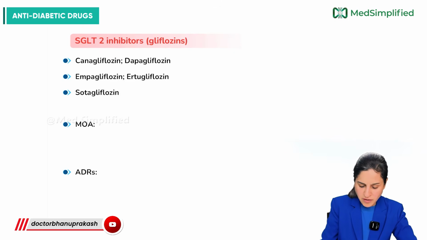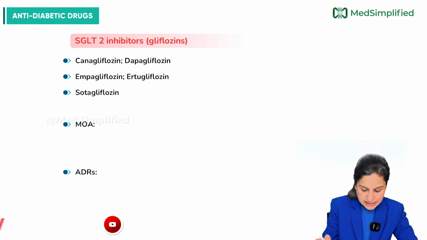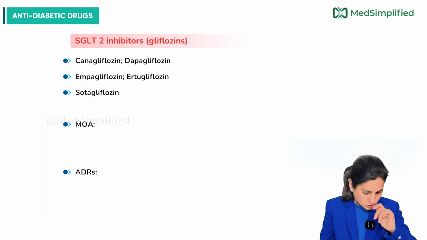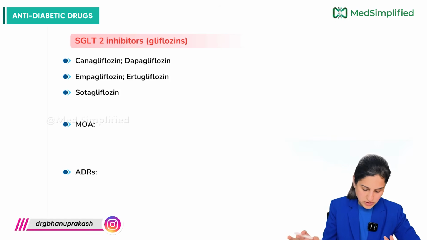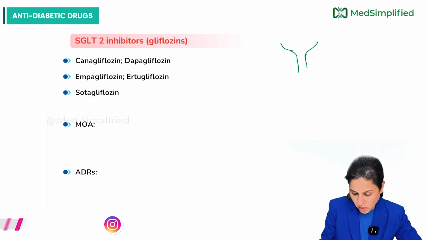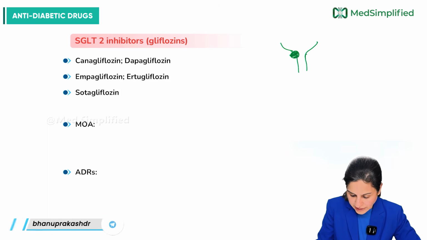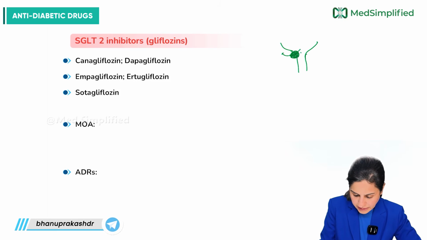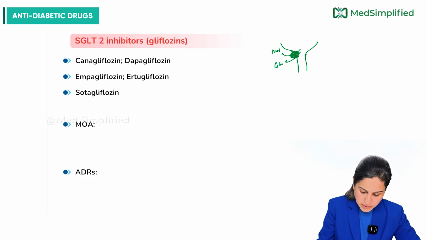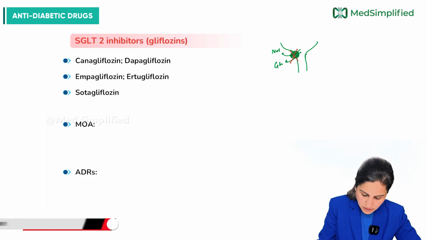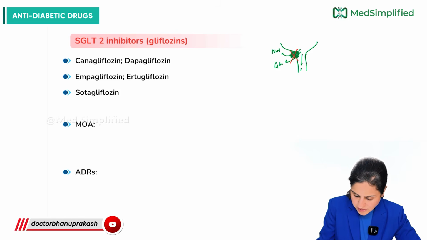Coming on to the next important and very, very popular group these days, that is gliflozins or SGLT2 inhibitors. So these are canagliflozin, dapagliflozin, empagliflozin, ertugliflozin, and sotagliflozin. Now remember this SGLT2. The role of SGLT2 here basically is on the kidneys. There is this transporter, SGLT2, which can lead to transport of sodium and glucose inside, right? Now what these inhibitors do, they are going to inhibit the transporter. So whatever sodium and glucose is there, it is going to be excreted out.